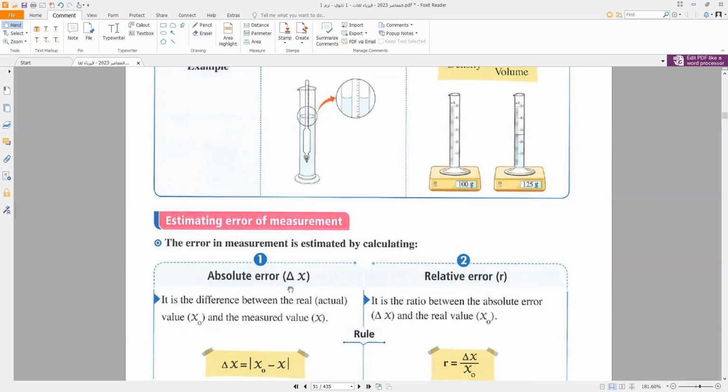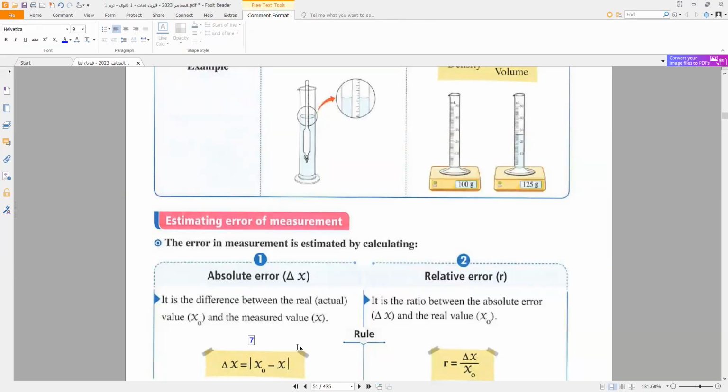If you know that the mass of a ring equals 7 grams, and you ask your friend to measure the mass of the ring again, and your friend tells you that the mass equals 7.3, the absolute error here equals 7 minus 7.3, which equals 0.3 gram.